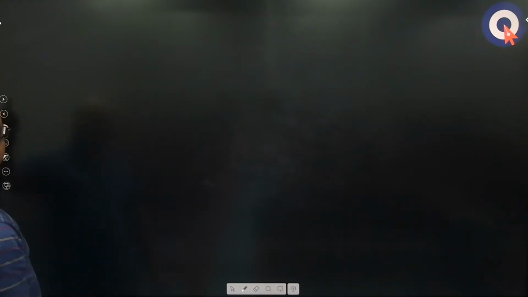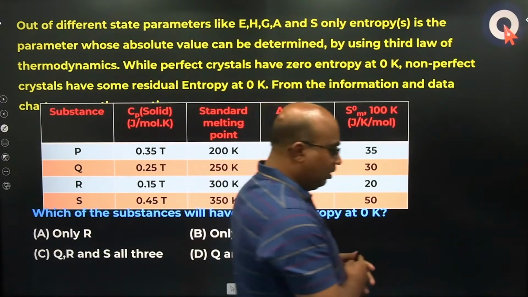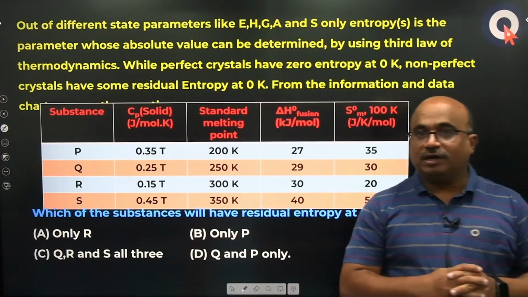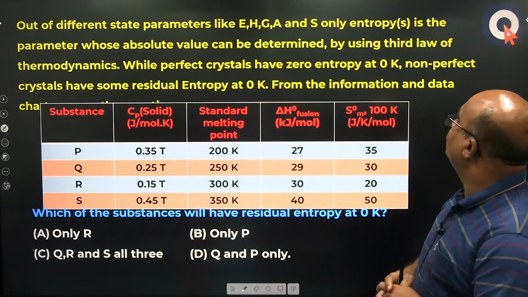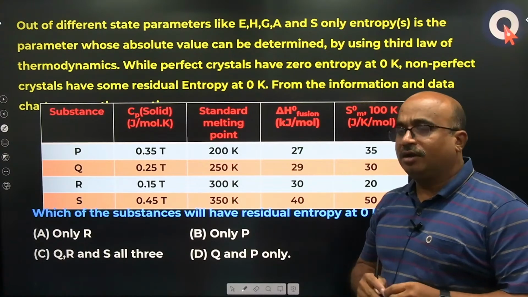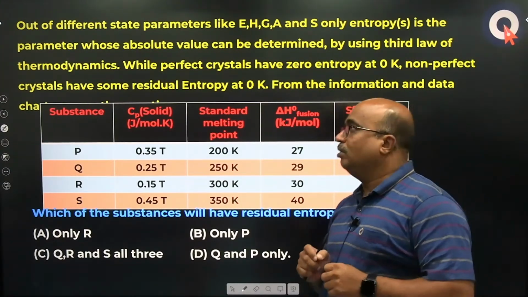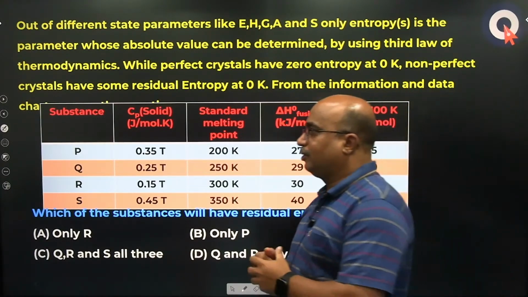So this is the space we left. This is an interesting question again. Out of the different state variables here, E, H, G, A and S, entropy is the only parameter whose absolute value we can calculate, using the third law of thermodynamics.